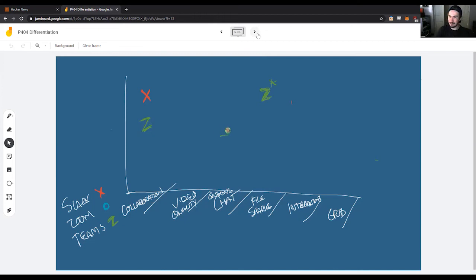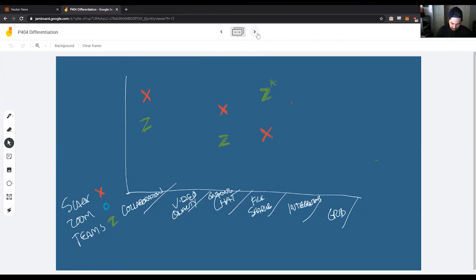It doesn't feel as fun. You know, that's certainly something that you could put in Slack's bucket. So I'll say Slack's better here. Slack's probably a little bit worse at the file sharing. It's not that it's bad. It's just that it's relatively worse, right?